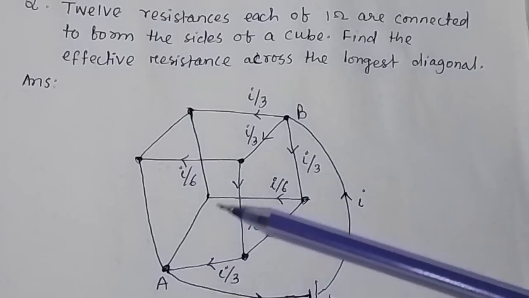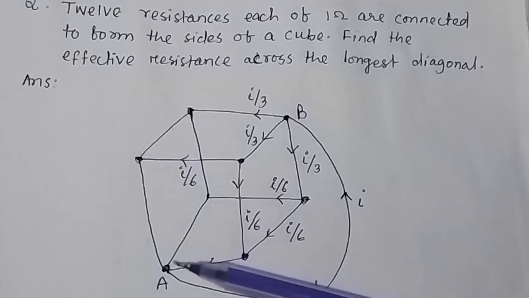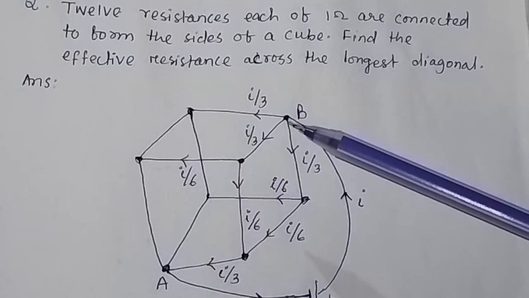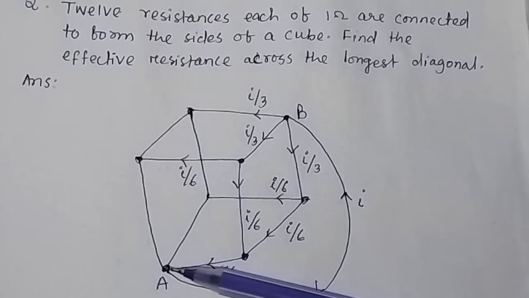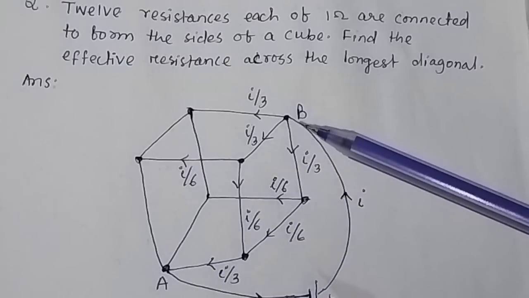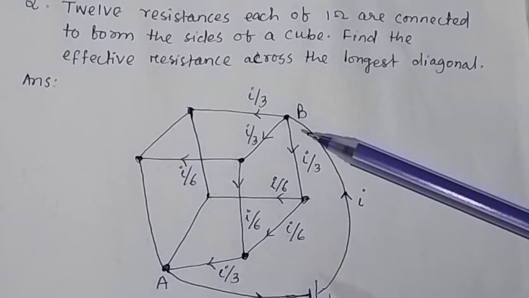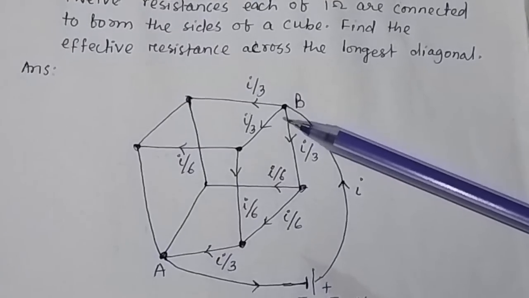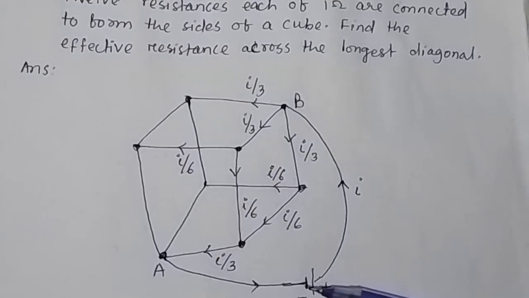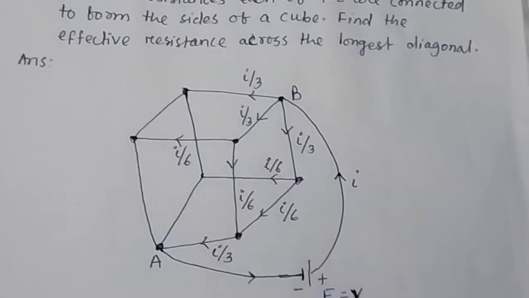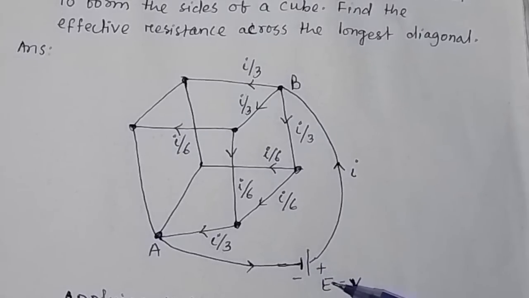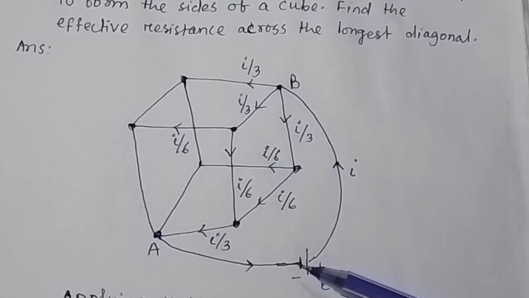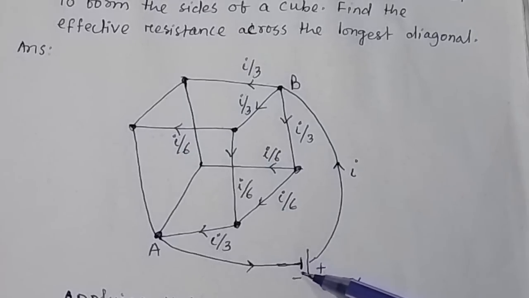Suppose this is the longest diagonal AB, and we have to find out the effective resistance of AB. To find out the effective resistance, you connect the points A and B by means of a battery. Suppose the EMF of the battery is equal to E or V. This is the positive end of the battery and this is the negative end.